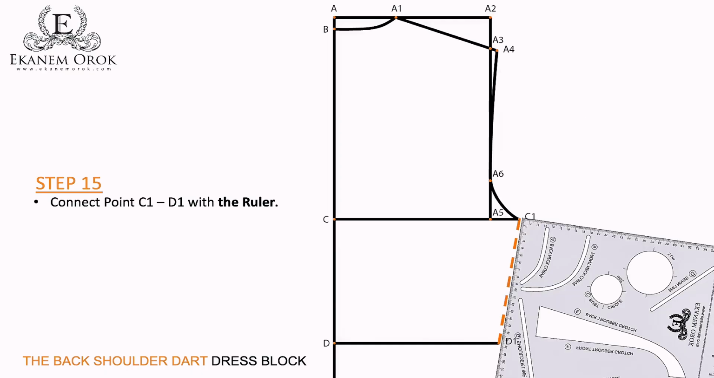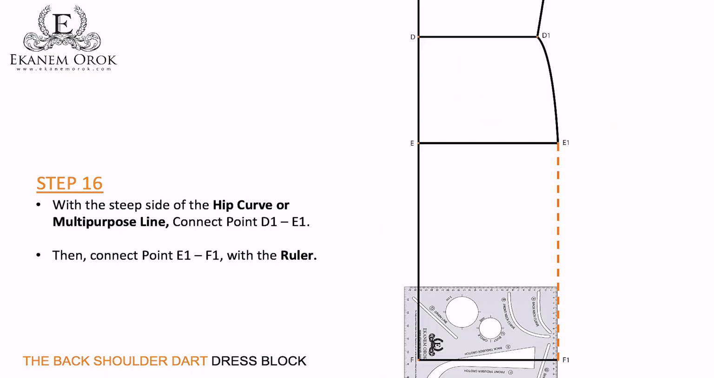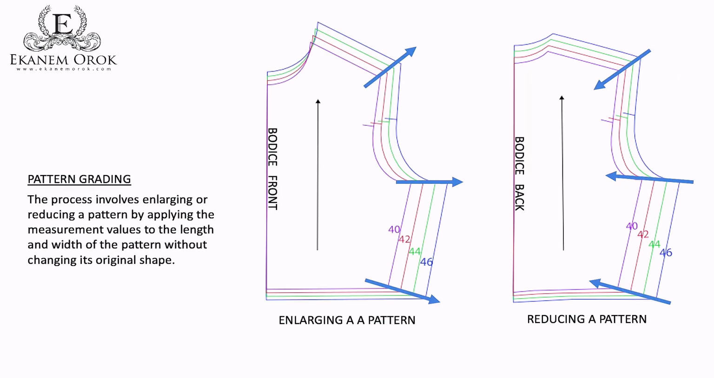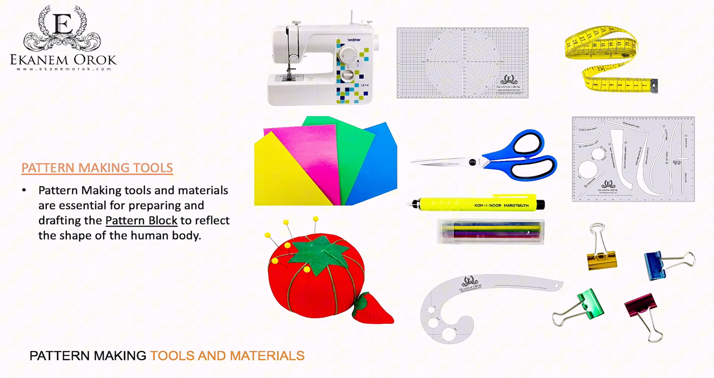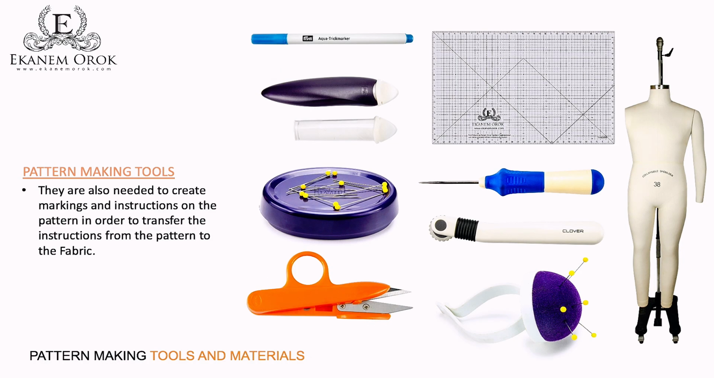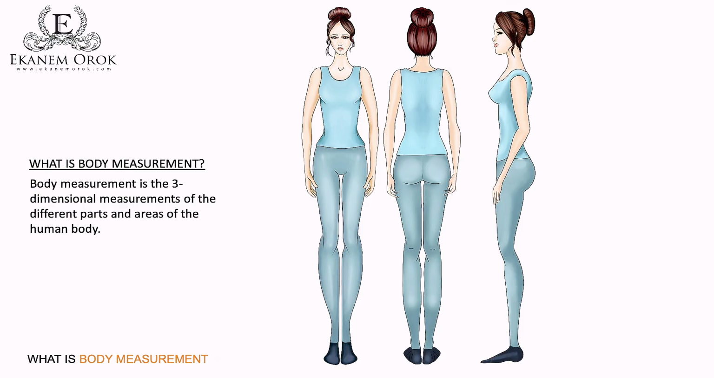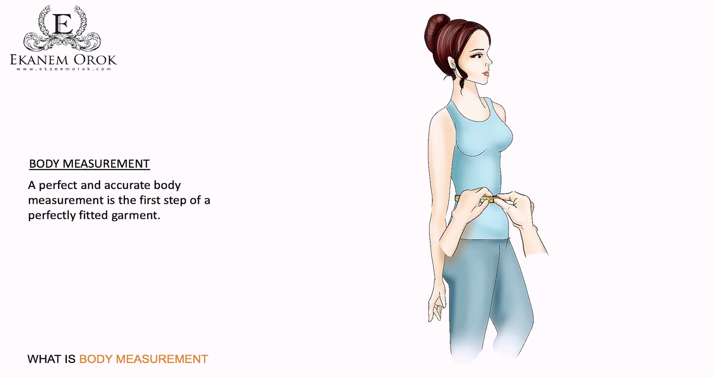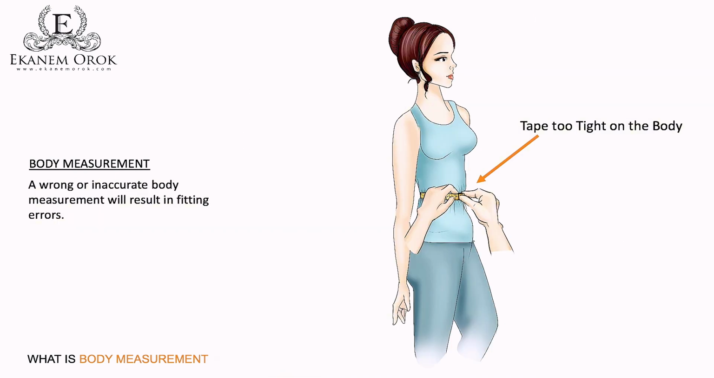This course is divided into 20 sections. In section 1, you learn the basics of pattern making, pattern grading, and draping. In section 2, you learn about the tools and materials required for pattern making. In section 3, you learn about body measurements, body measurement points, and how to take accurate body measurements.